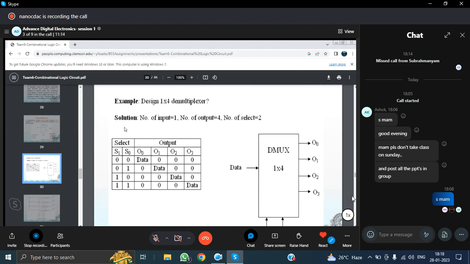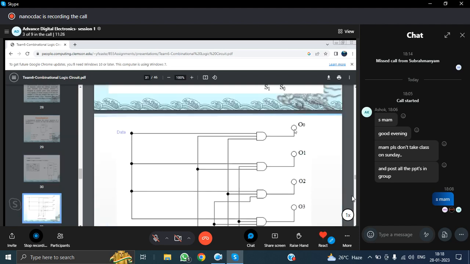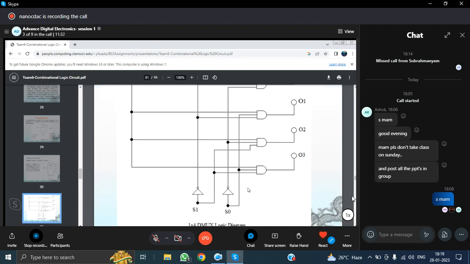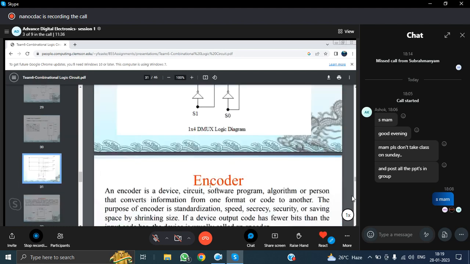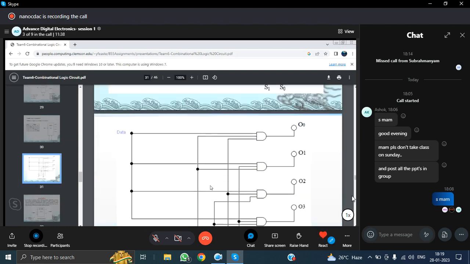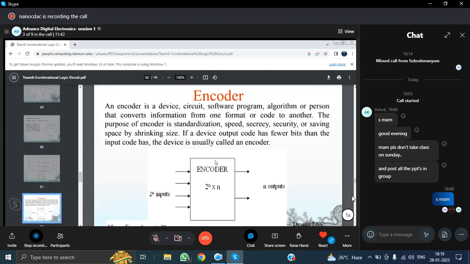Let's see how you design it. So, a 1 by 4 demultiplexer, how do you design it? For O0, O1, O2, O3 you will be writing the logic equations. That means you will be using AND gates only for O0, O1, O2 and O3. These are the select lines. And I will tell you again, just now I am showing you all the circuits at a glance.